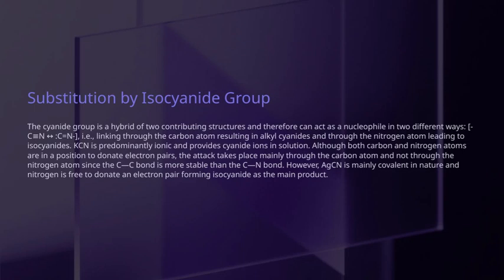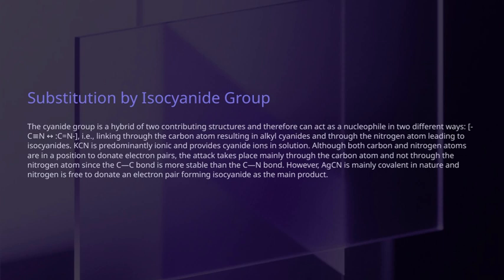Let's take a closer look at the cyanide group. It's actually a hybrid of two contributing structures, which means it can act as a nucleophile in two different ways. You can think of it as C≡N ↔ C=N, where linking through the carbon atom gives us alkyl cyanides, and linking through the nitrogen atom leads to isocyanides. Now, when we consider compounds like KCN, they are predominantly ionic. This means they provide cyanide ions easily in solution.